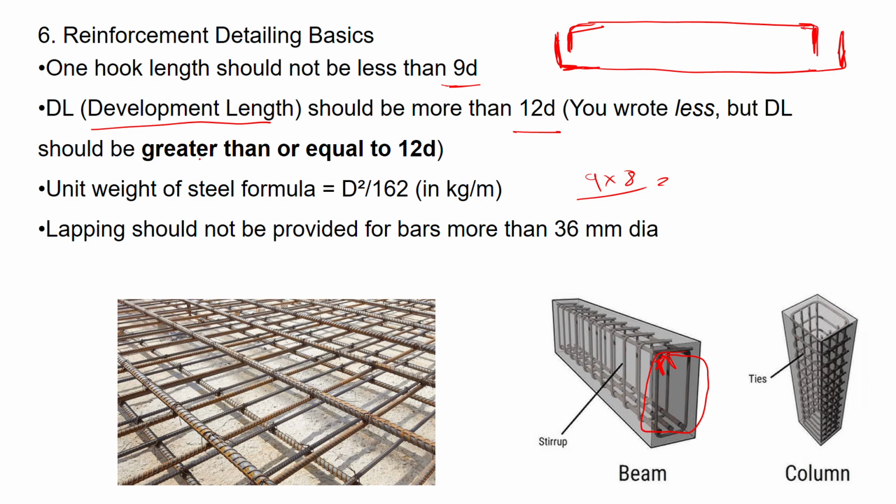Okay. Next is unit weight of the steel. The formula we use is d square by 162. This is a very important formula whenever you want to calculate the unit weight of the steel. Lapping length should not be provided for bars more than 36 mm. Lapping is joining one steel reinforcement to the other. So normally for 36 mm we are not going to do the lapping.